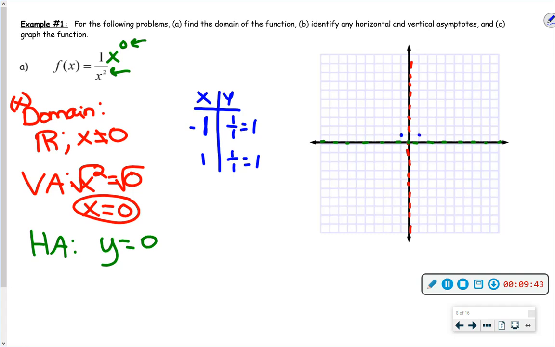Okay, those 2 points are all I need to draw the curves. So if you graphed it on your calculator, it's going to look like this. Your curves get close to the horizontal asymptote, close to the vertical. Same thing on this side. Close to the horizontal, close to the vertical. So your graphing calculator will give you those blue curves I drew.